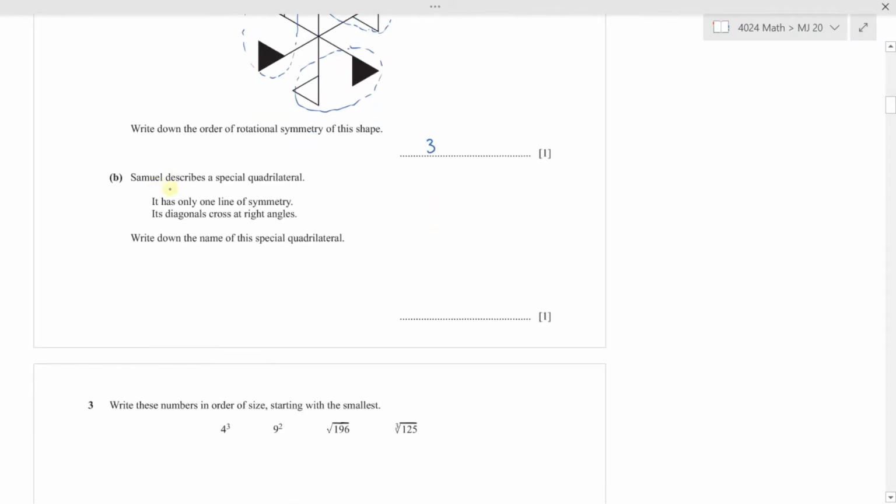The next part is Samuel describes a special quadrilateral. It has only one line of symmetry. Its diagonals cross at right angles. Write down the name of this special quadrilateral. So you must remember that this special quadrilateral, which has one line of symmetry and whose diagonals cross at right angles, is a kite.